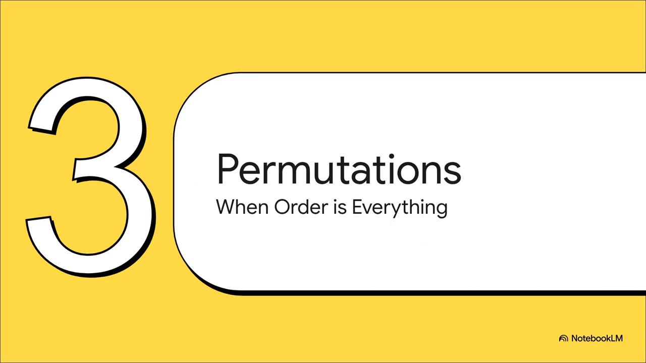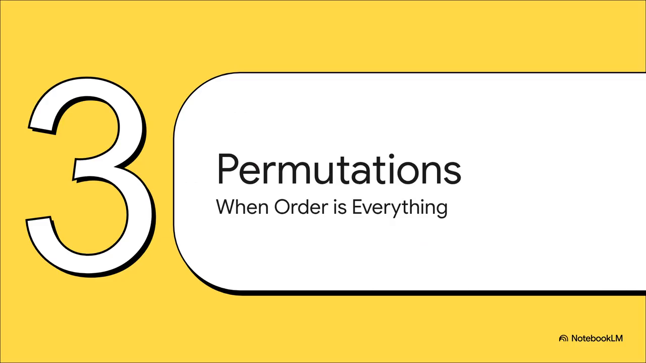So you just multiply those choices: 5 times 4 times 3 times 2 times 1. That's 5 factorial, which equals 120. So there are 120 different unique ways to arrange the letters in the word Steam. Pretty cool, huh?